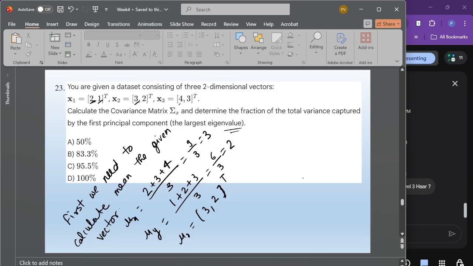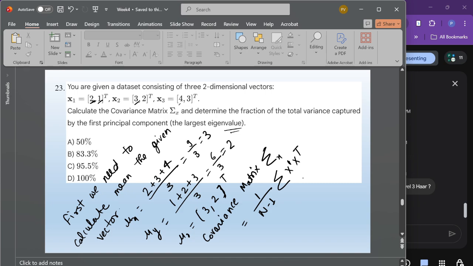Now we need to calculate the covariance matrix that is represented by sigma, or here x is also taken. So it is overall calculated by 1 by n minus 1 summation x dash and x dash transpose.